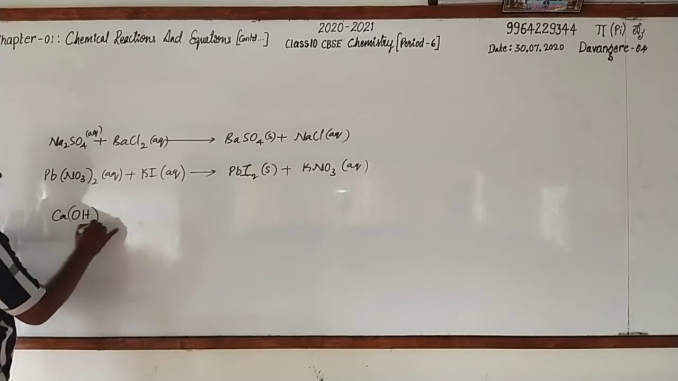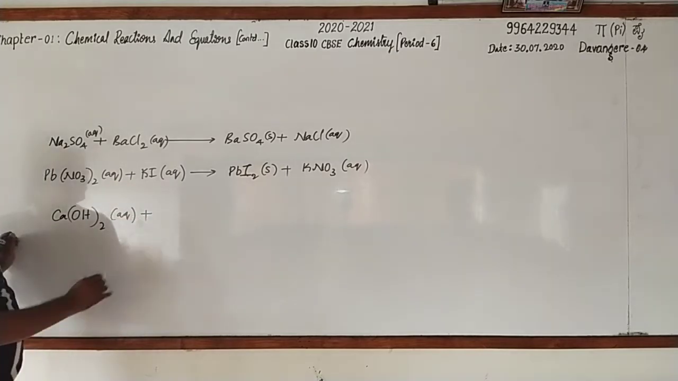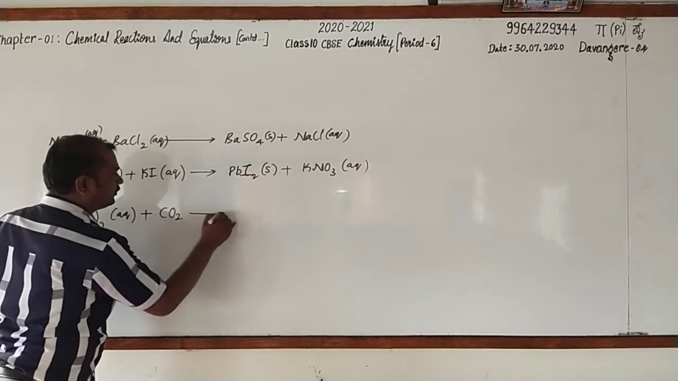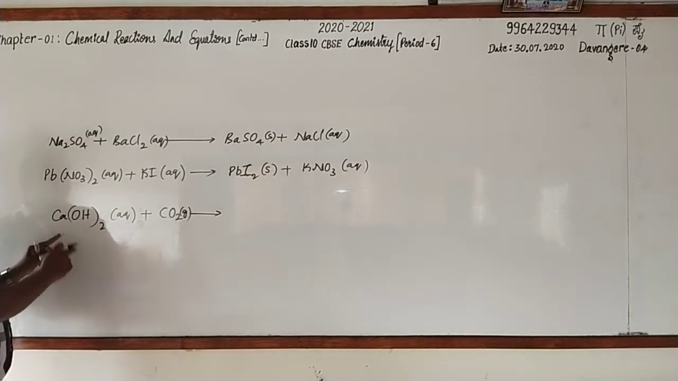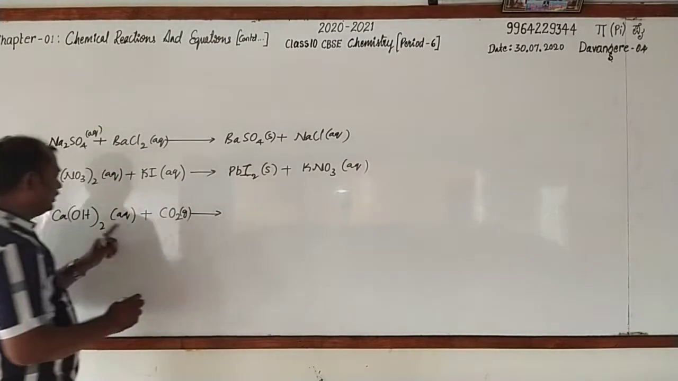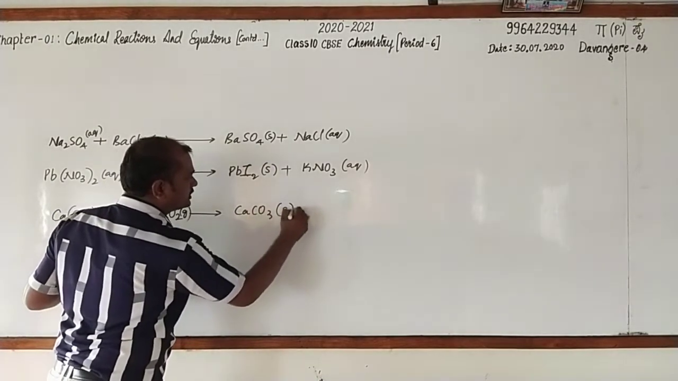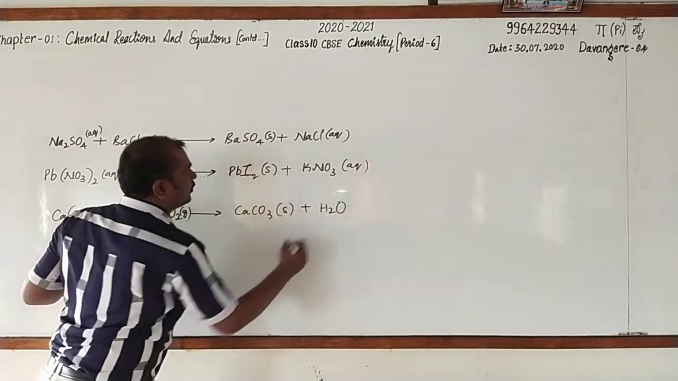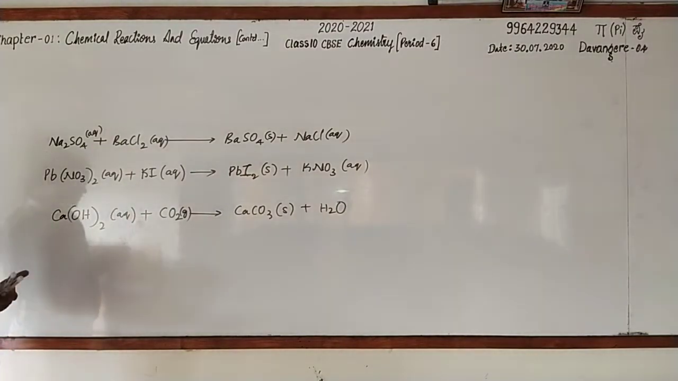Ca(OH)2 is aqueous, plus CO2, which is a gas. Gas is passed into an aqueous solution of calcium hydroxide. We will get CaCO3, which is solid, plus water. Observe all the three chemical reactions.